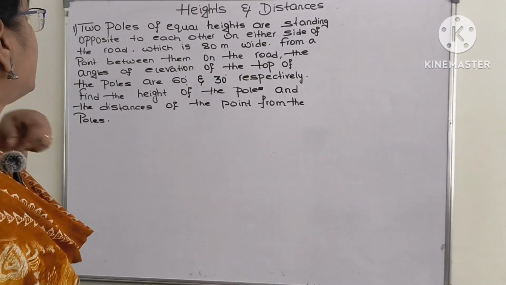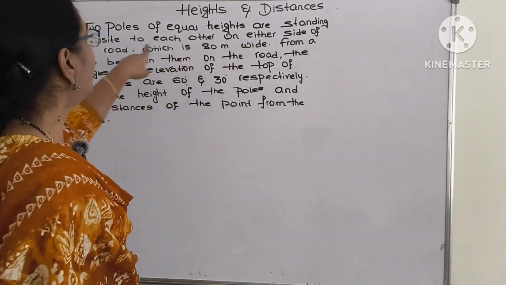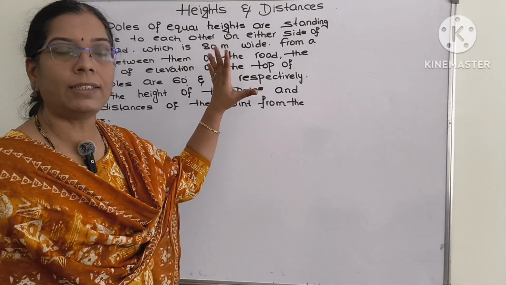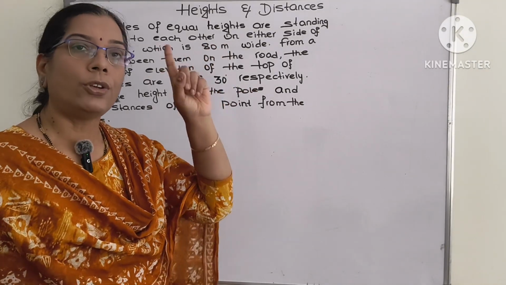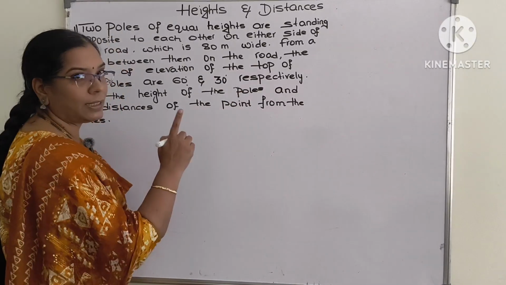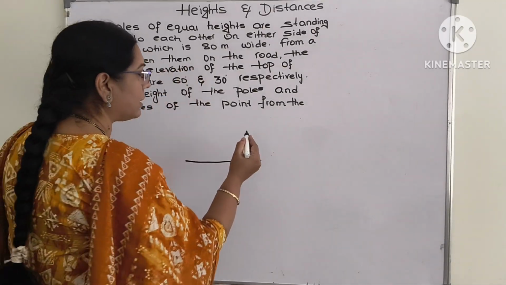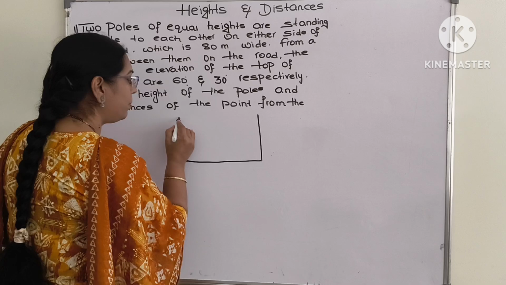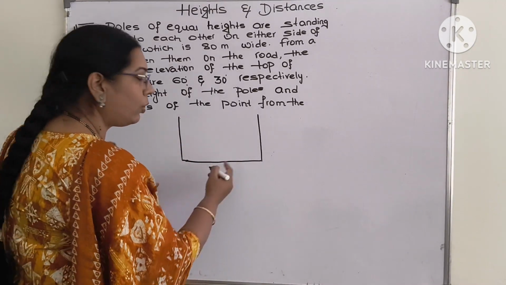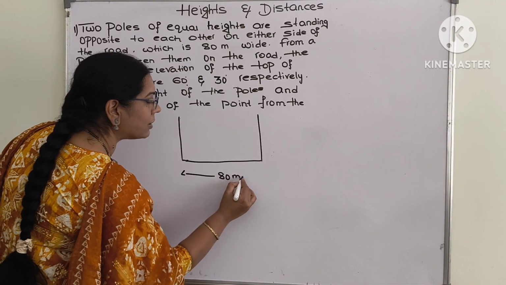So students, the first sum. Two poles of equal height are standing opposite to each other on either side of the road, which is 80 meters wide. So whenever you come across a heights and distances question, the first thing you have to do is draw the correct picture or the figure according to the question. They said there is a road. Draw a road. And then there are two poles on either side. So let these be the two equal poles. And then what is the width of the road? 80 meters. So from here to here, it is 80 meters.